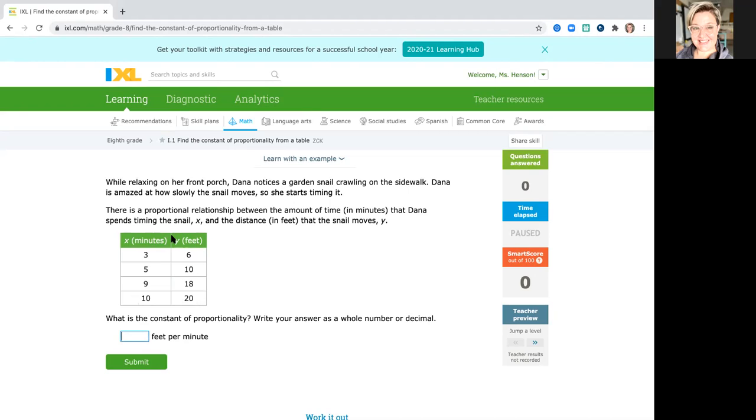Okay. If we remember, we're going to try and find the constant of proportionality. So we're going to divide the Y by the X. So we could maybe do this in our head. 6 divided by 3 is 2. 10 divided by 5, also 2. 18 divided by 9, 2. And 20 divided by 10 is 2. So there is a constant of proportionality, and the answer is 2 feet per minute.